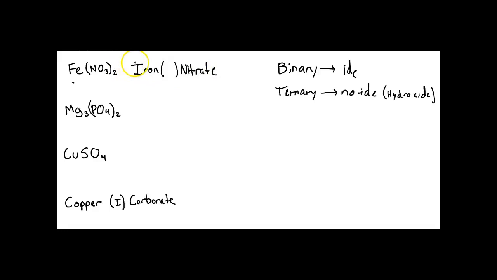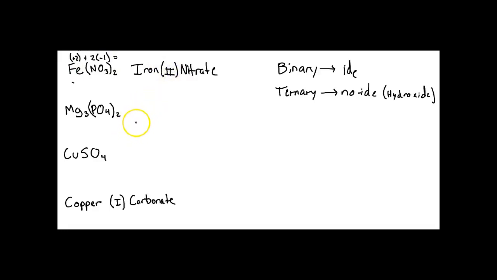We know that nitrate has a -1 overall charge. If it has a -1 overall charge, we are trying to get to 0. There are 2 of these, so we have a -2 over here. It means we need this to be a +2. So if that's a +2, we know that we have iron(II) nitrate.